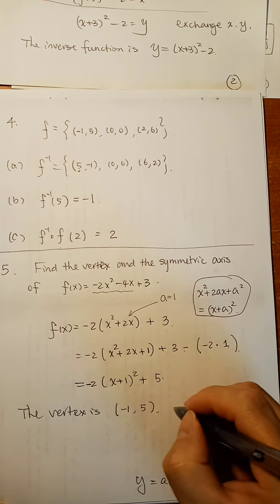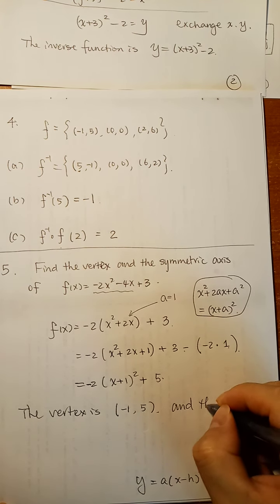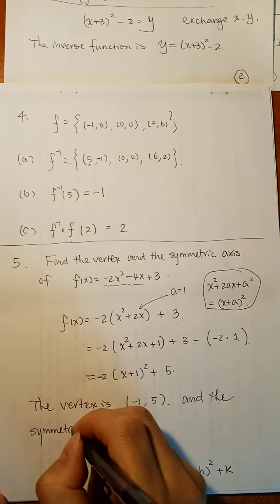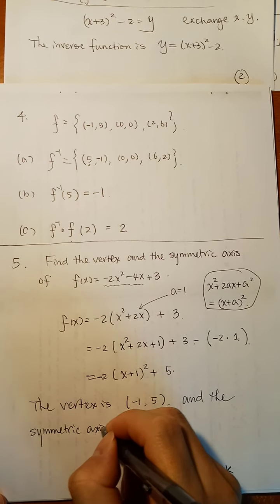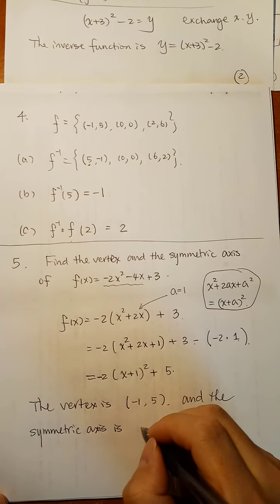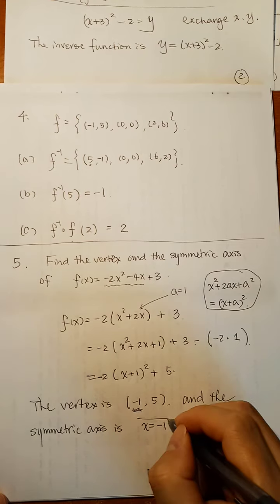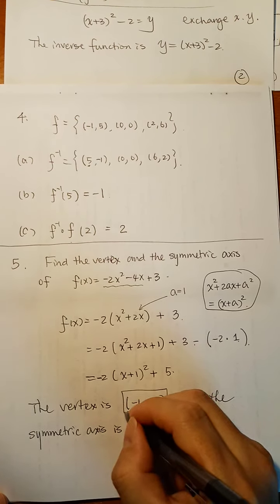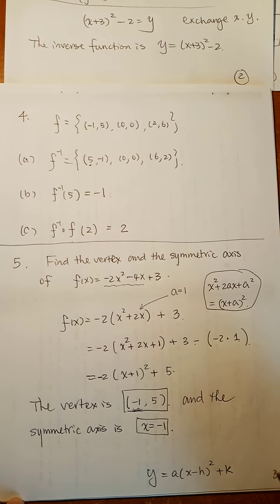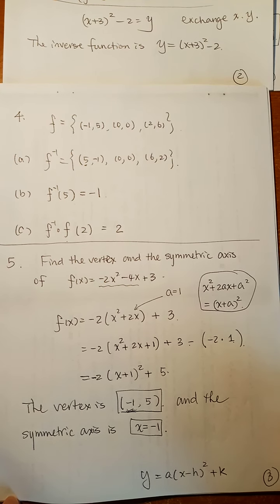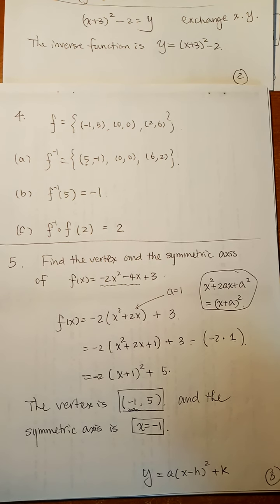That's the vertex. And the symmetric axis is x equal to -1. Whenever you see the x coordinate, it will give you the symmetric axis. Okay, so that's problem 5.